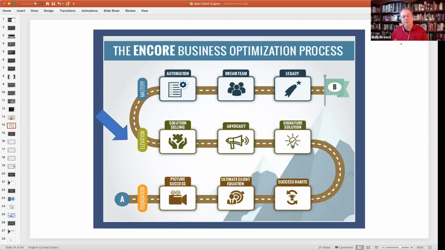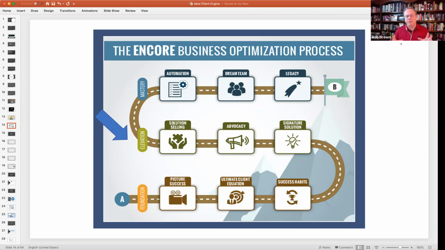We do this using a very specific tool. This is what I call my signature solution. It's my business optimization process. It's what makes my coaching process unique from any other coach or business advisor you might run into. This is the exact way that I help my clients go from where they are today, their point A, to where they would like to be in the future, their point B. And in the middle, there are 9 steps and 3 stages.